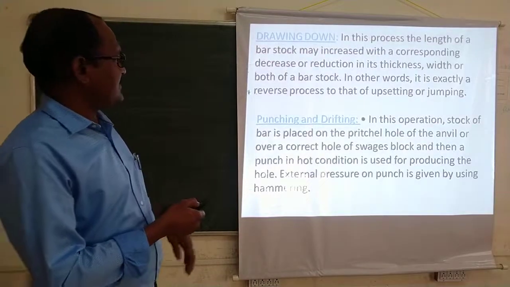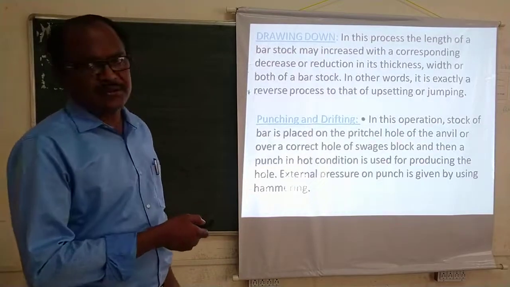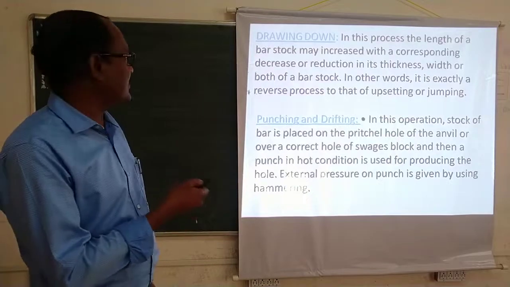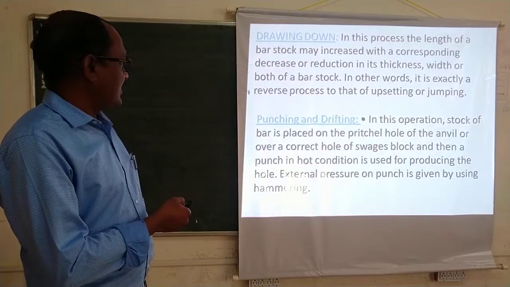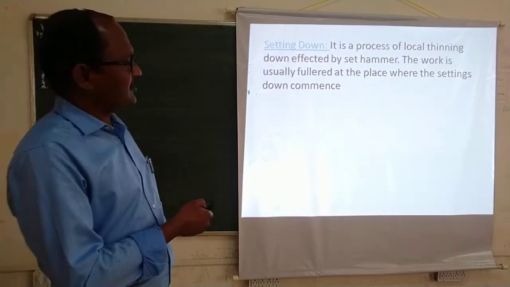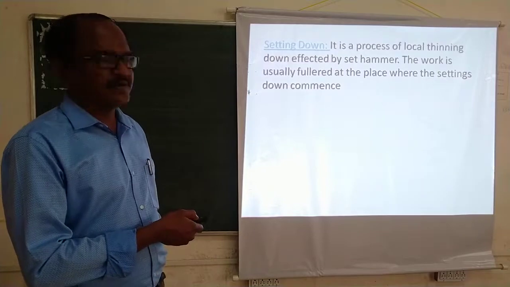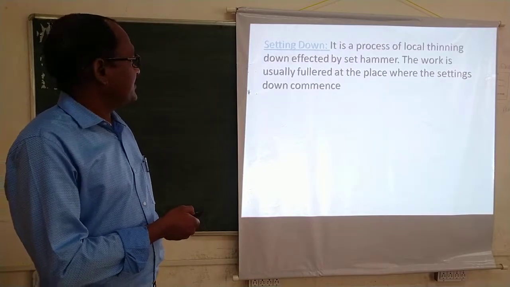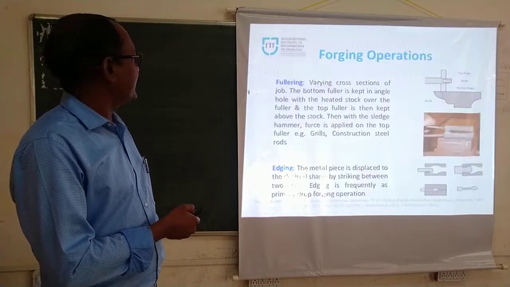So these are the various operations or short notes given. We also discuss drawing and punching operations. Setting down operation is thinning of the workpiece. Thinning means you are reducing the length or width of the workpiece by means of a setting hammer.